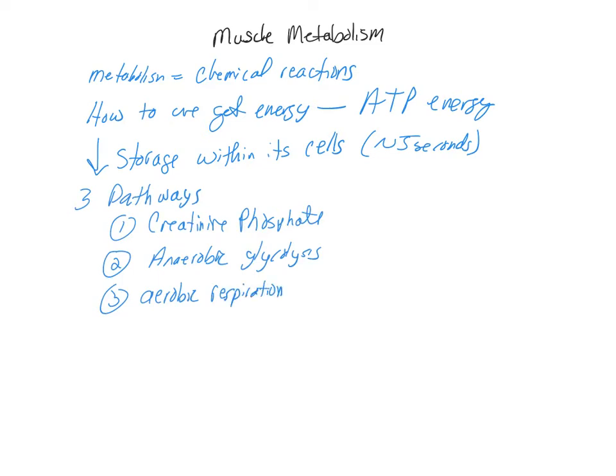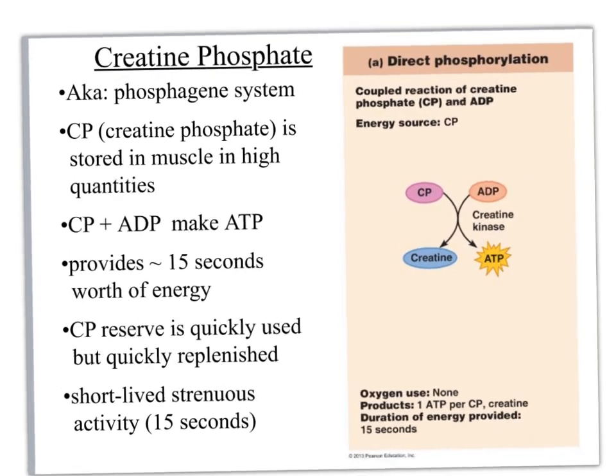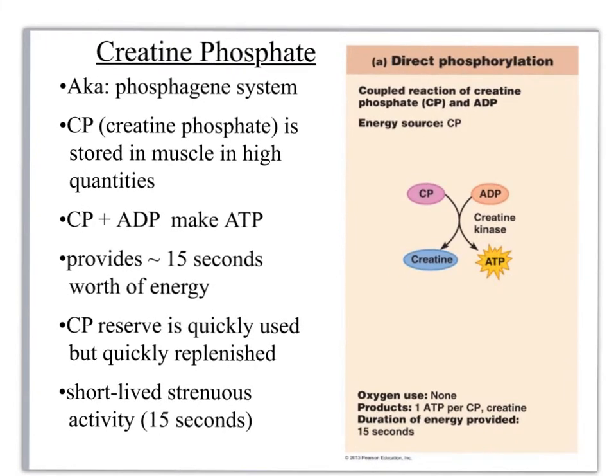All right, next slide. What we're going to do next is I have really simplified what I need you to remember about these 3 different pathways. There's a lot more information that you studied when you took basic biology, but this is what I need you to know. So creatine phosphate, my abbreviation is going to be CP. This is also called the phosphagen system.